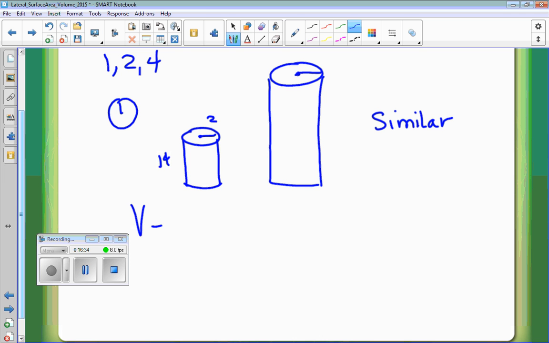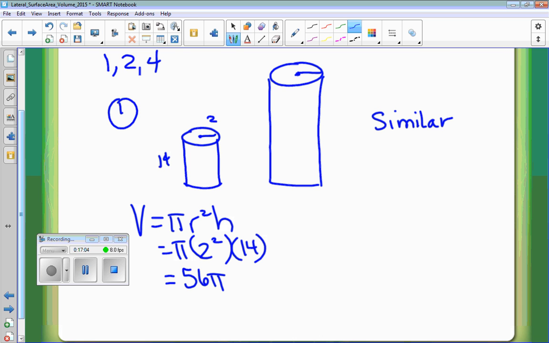So the volume of a cylinder is what? Pi r squared h. So I happen to know that the radius here is 2, and the height was 14, right? So what's the volume of the smaller cylinder? 56 pi. That's fine. Okay?